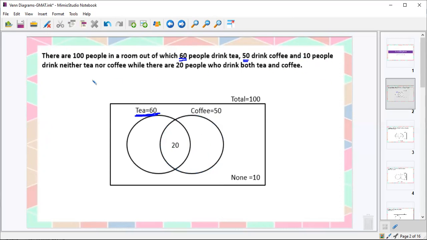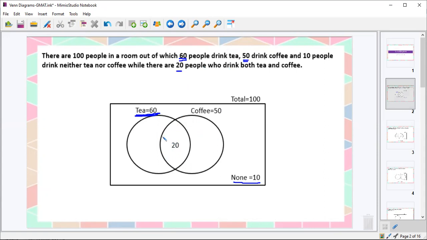Then it says 10 people drink neither tea nor coffee. So it is not in the tea circle, not in the circle of coffee. It is outside of these two circles. So this region signifies outside of these two circles. So I'm going to write that 10 is equal to none. And there are 20 people who drink both tea and coffee. So this 20 is going to be represented in the region that is overlapping between the two circles. So I put 20 over here.